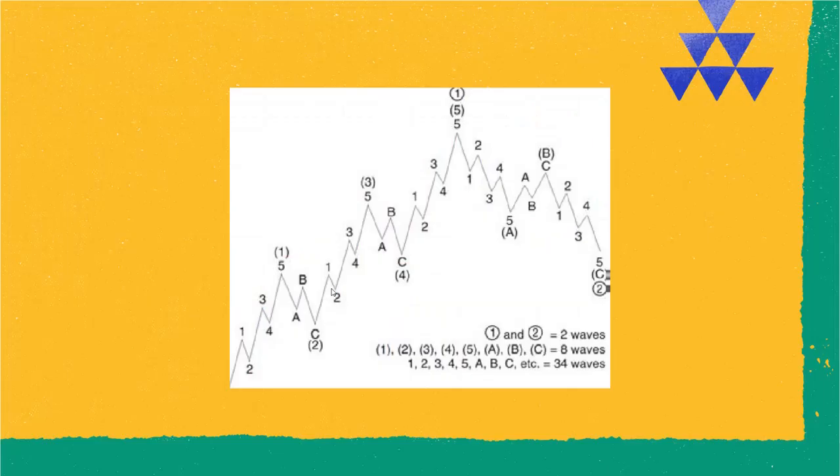All the 5 waves are internally divided into subwaves. Wave 1 is divided into 5 subwaves, and wave 3 is divided into 5 subwaves. Similarly, wave 5 is divided into 5 subwaves. The corrective waves 2 and 4 are divided into 3 subwaves, A, B, C.